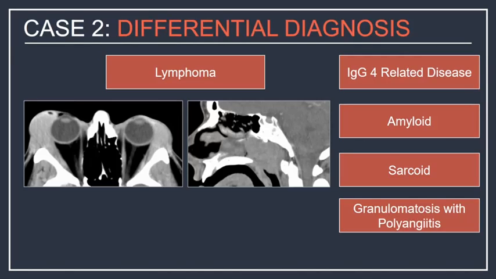So our differential diagnosis for enlargement of the lacrimal glands certainly is going to include conditions like lymphoma. And in lymphoma, we can see bilateral involvement. We tend to not see associated inflammatory change like we do see in our patient presenting today. We should also consider some additional inflammatory conditions, including IgG4-related disease, amyloid, sarcoid, as well as granulomatosis with polyangiitis.